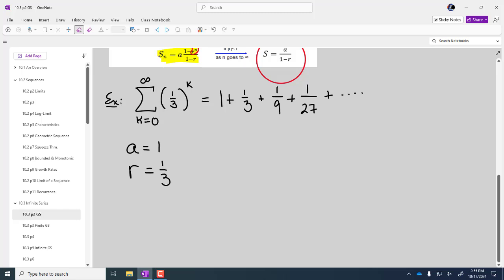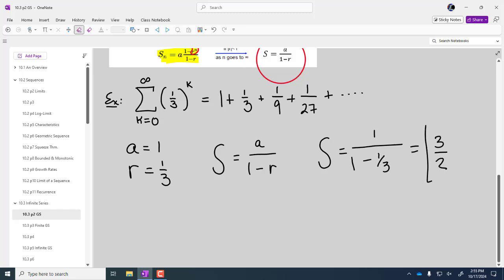Is A usually going to be 1? No. And so S is going to be this formula. So S in this case is 1 over 1 minus the third, which is 3/2. So that is the sum of that infinite geometric series, which is also the limit of the sequence of partial sums, which is the sum of the series.